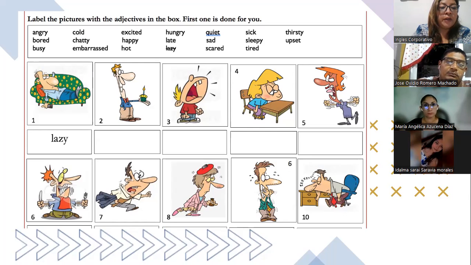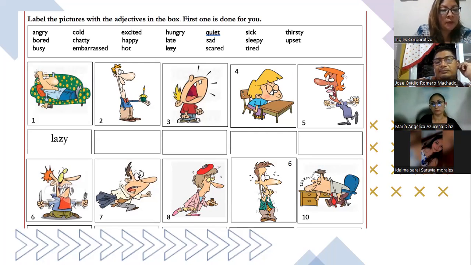Okay, Ovidio, in this case, we cannot use a contraction. En este caso, no podemos usar la contracción, sino que tenemos que usar the full form. My sister is tired. Okay. Yes. Thank you. My mother is a very beautiful.